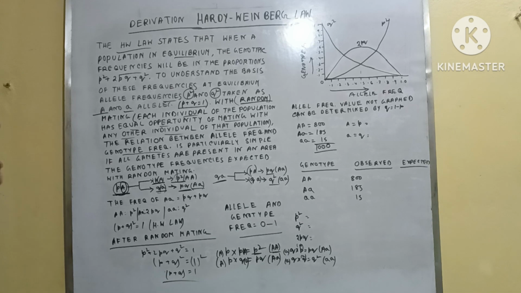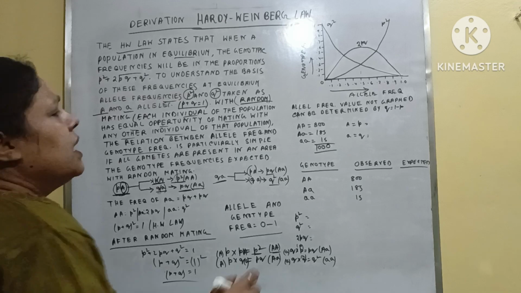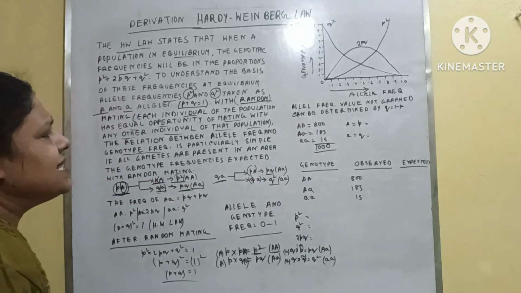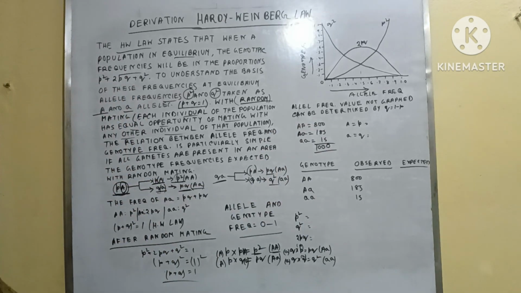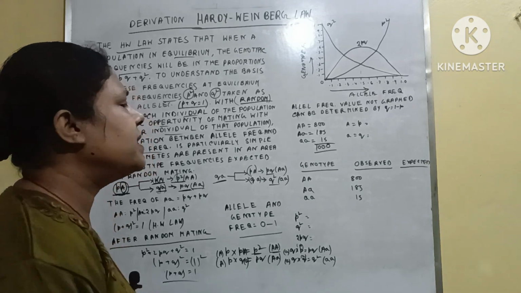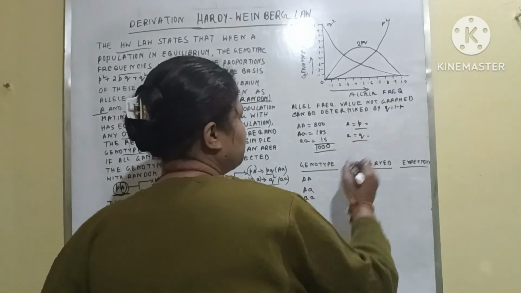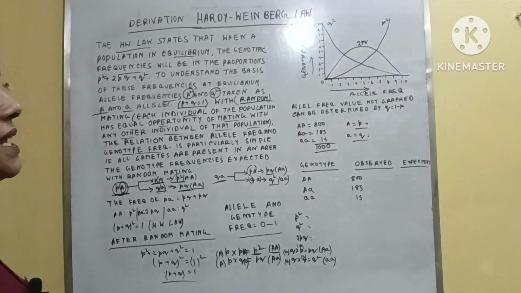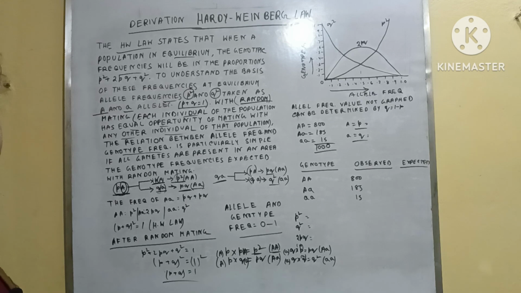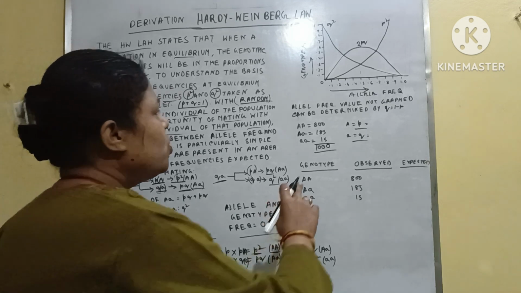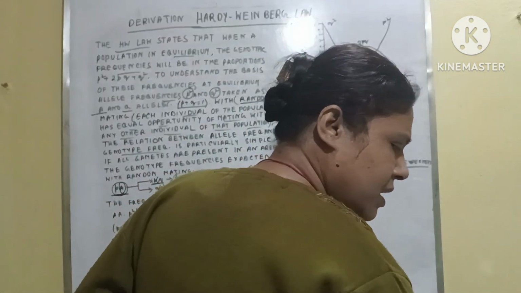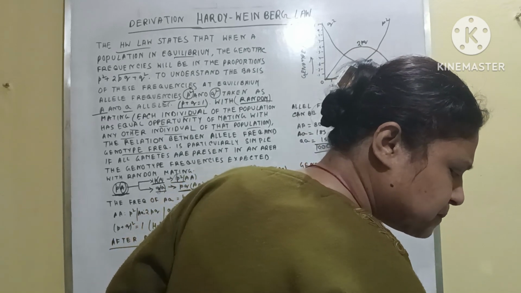Clear? Now this is an example. Capital A A is 800, capital A small a is 185, and small a a equals 15. So how do we calculate the small p and the small q? The process is explained in my previous video. You just check out that one. So here I just put the values.